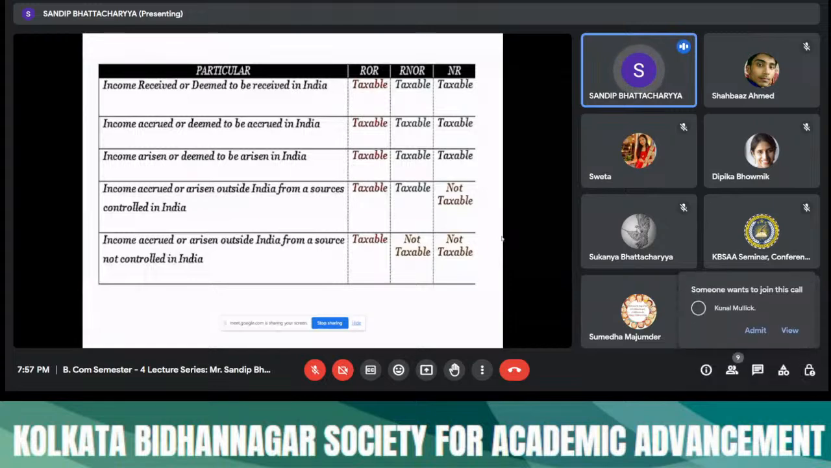And see case number 5. Income accrued or arisen outside India and business is also controlled outside India. Business is controlled outside India, and also I am supposed to receive income outside India. So only in the first case, that is the resident and ordinary resident, it will be taxable, and in the remaining two cases it will be non-taxable. So these are the 5 cases under the incidence of taxation.